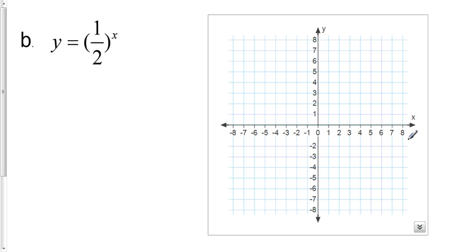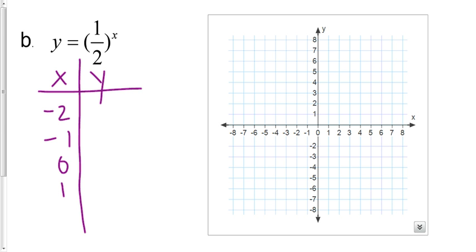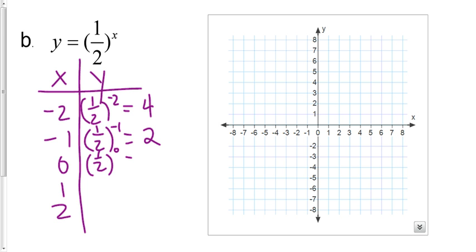Let me show you one more graph here. This time we have 1/2 to the power of x, and I'm going to graph it again making a table, but you could certainly use your graphing calculator to get these points as well. So now 1/2 is our base. If I take 1/2 to the negative second power, that's the same as 2 squared, and so we get 4. 1/2 to the negative first power gives me 2. 1/2 to the 0 power is 1, because anything to the 0 power is 1. 1/2 to the first is 0.5 or 1/2, and 1/2 squared is 1/4 or 0.25.